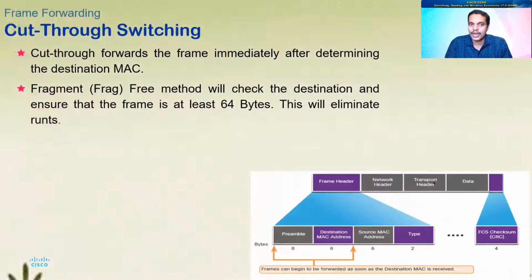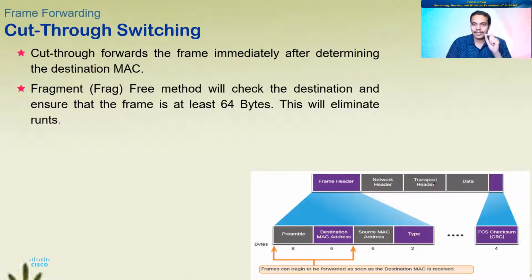Let's talk about cut-through switching. Cut-through switching doesn't care much. It simply waits for the destination address to be received, and as soon as it looks at the destination MAC address, it decides what the egress port is and it will simply forward it. It does not wait for the frame to be received completely. It does not check for any errors within the frame. So obviously, frames with errors will be propagated in cut-through switching.